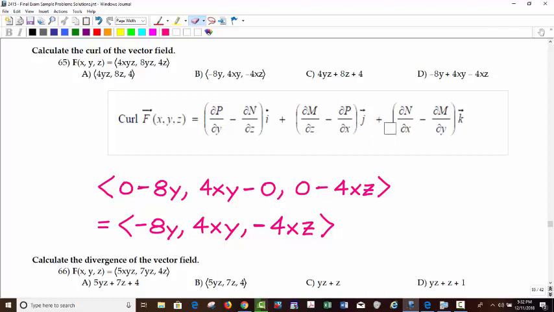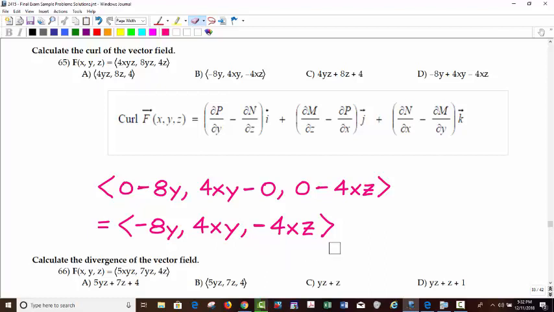Come over to the k component. We have nx, partial of n with respect to x. Middle term, there is no x, so that'll be 0. And the last term, my, the first term, with respect to y, would be 4xz minus that. So our curl is going to equal negative 8y, 4xy, and then negative 4xz.